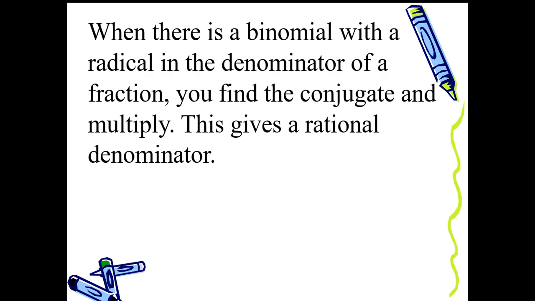But if it's an expression, when there is a binomial with a radical in the denominator of a fraction, what we're going to do, we're going to find the conjugate and multiply by the conjugate. And this gives me a rational denominator. What does it?